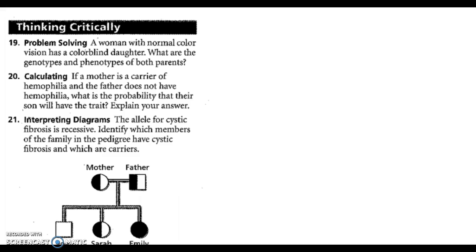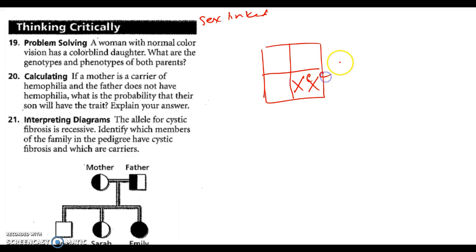Moving on. A woman with normal color vision has a colorblind daughter. What are the genotypes and phenotypes of both parents? All right, so if there's a colorblind daughter, color blindness is a sex-linked disease, right? Sex-linked recessive. So that had to have an XcXc, right? If that were to happen, the mother would have been a carrier.